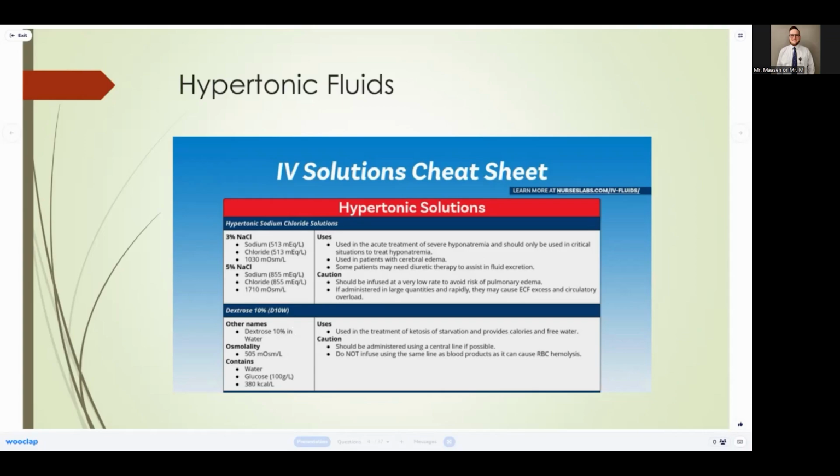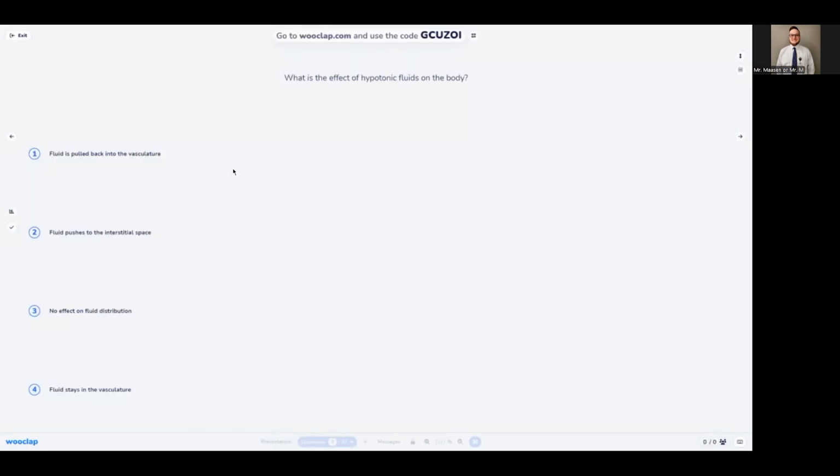Sometimes a high level of dextrose is considered hypertonic, and this could be for starvation and very rare cases. I haven't seen a lot of these in my practice, but I didn't work in the ICU that often. I was a med surg nurse, but I have seen 3% sodium chloride before to treat mainly hyponatremia, low levels of salt. So these are more rare to use.